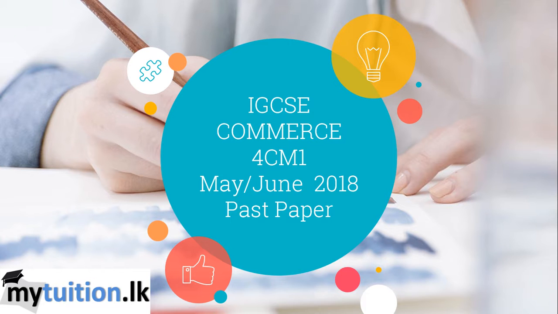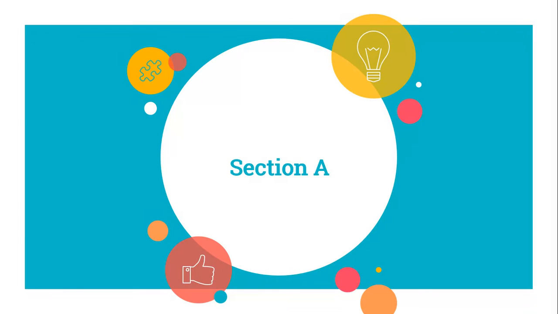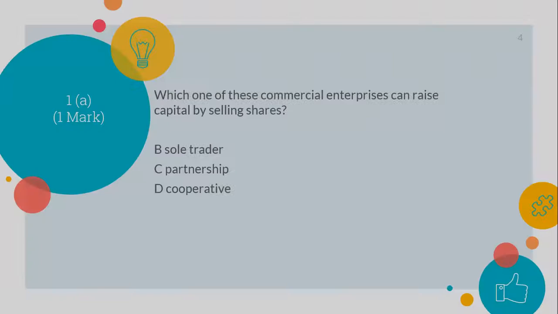Today we are going to deal with the May-June 2018 past paper. Paper 1 is Commercial Operations and Associated Risks. Section A. Question number 1 for 1 mark.